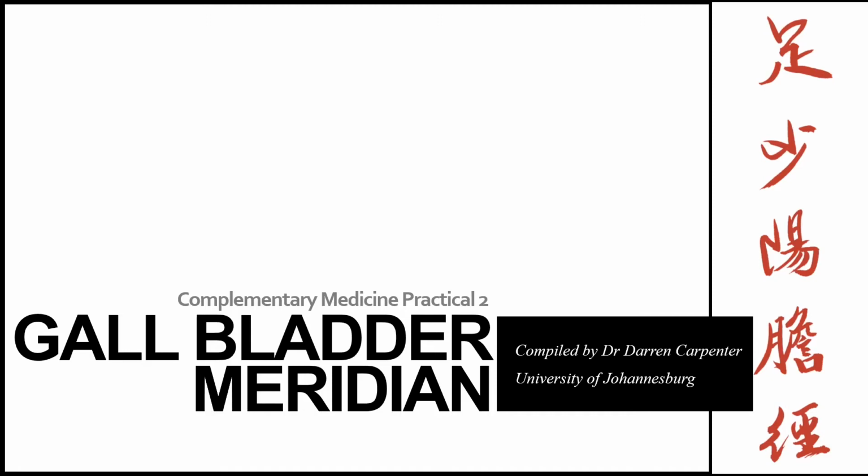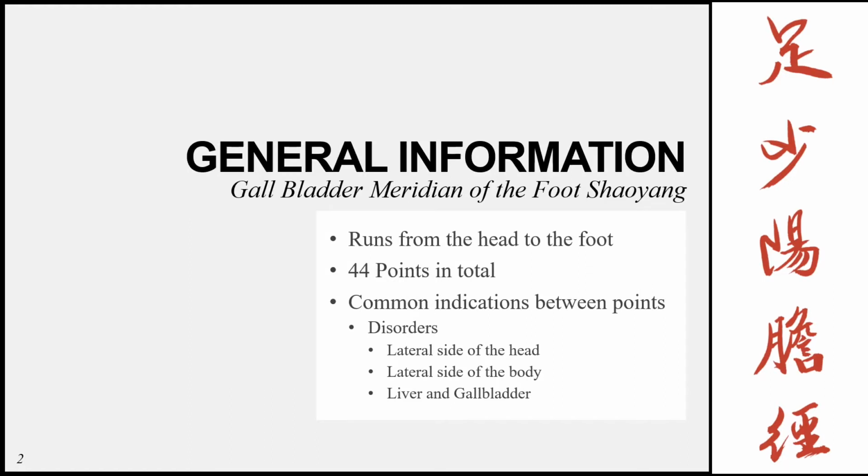So today's lecture will be on the gallbladder meridian. The full name of this meridian is the gallbladder meridian of the foot Shaoyang. And because it's a yang meridian of the foot, this means that it will run from the head down to the feet. There are 44 points in total, and the common indications between points are for disorders of the lateral side of the head, the lateral side of the body, and the liver and gallbladder. This is things like headaches, tinnitus, deafness, etc.